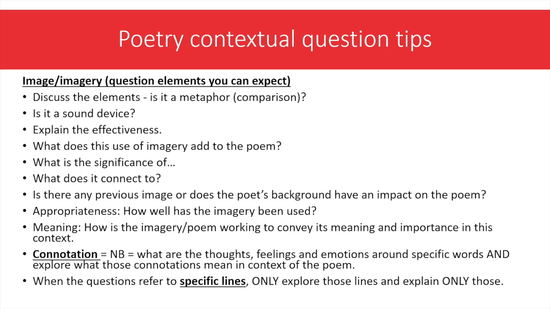Then, of course, connotation. This is incredibly important. NB: the connotation is the thoughts, feelings, and emotions around a specific word. And you need to explore what those connotations mean in the context of the poem. When questions refer candidates to specific lines, it is only those lines that must be explored and explained. Do not go further along in the poem or progress back in the poem. Let's practice on the next slide.